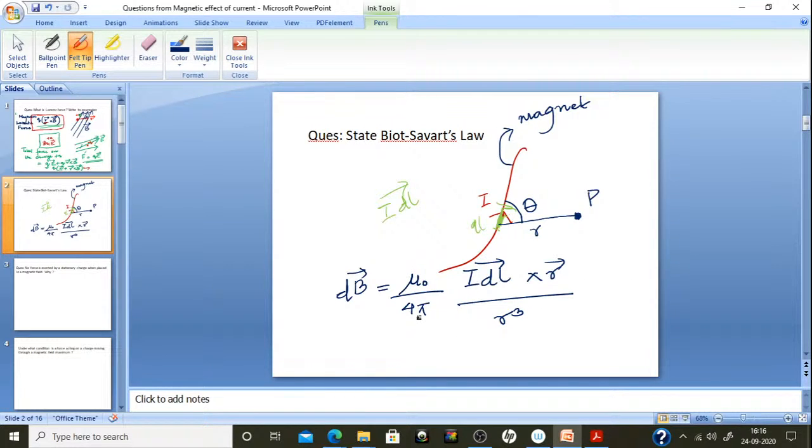So, this is Biot-Savart's law. This gives the magnetic field at a point P which is at a distance r from a current carrying conductor. Okay, any doubts? Biot-Savart's law is clear?